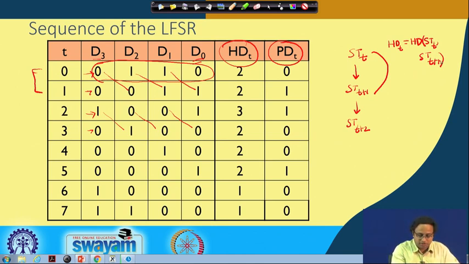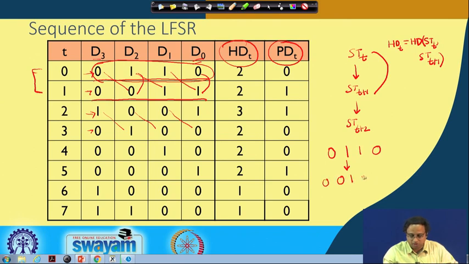So if I now have 0, 1, 1, 1, 0 here and the next state ST(t+1) is 0, 0, 1, 1, then you can see that the Hamming distance is nothing but the number of changes. For example, here there is one change and here there is one change. So you can calculate this. In the first clock cycle it was at 0, 1, 1, 1, 0 and this goes to 0, 0, 1, 1.